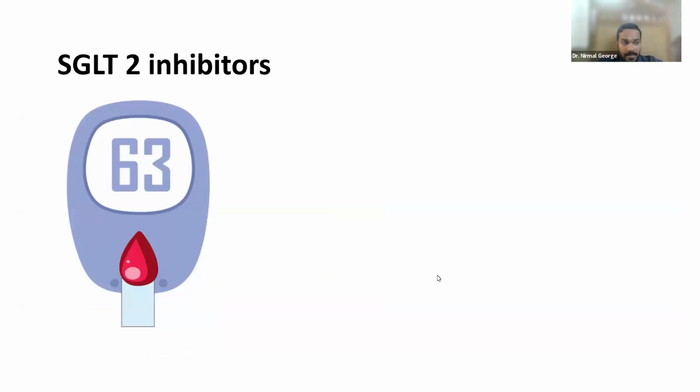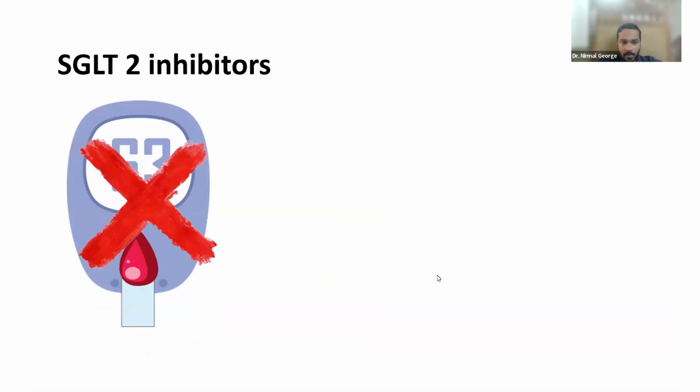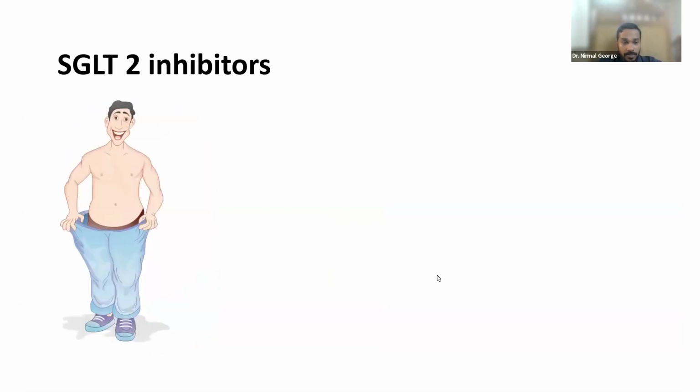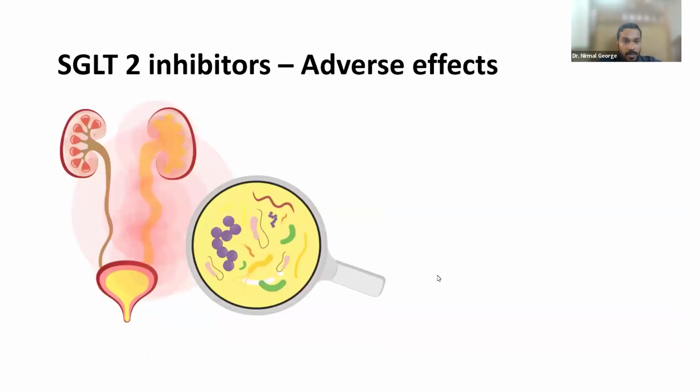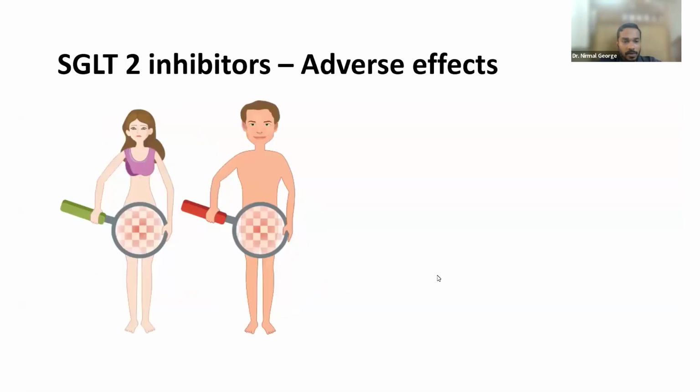Since they increase the excretion of glucose in urine, they rarely produce hypoglycemia. And because glucose is an osmotically active substance, it will draw fluid along with glucose. This will result in fluid loss, and it can produce a modest weight loss of 2 to 4 kilograms. Since we are losing a lot of glucose in urine, it can result in a mild increase in urinary tract infection, 2% increase in urinary tract infection, and also genital tract infection, which is 3 to 5%.